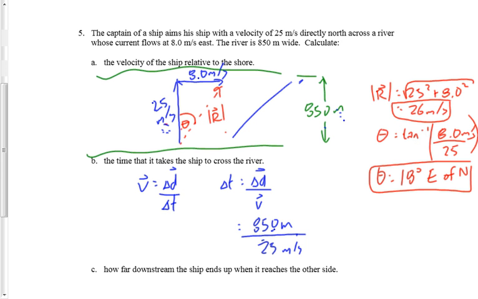The 25 goes with the 850. This displacement, whatever that is, would go with the 26. And this displacement, whatever that is, would go with the 8. Does that make sense?